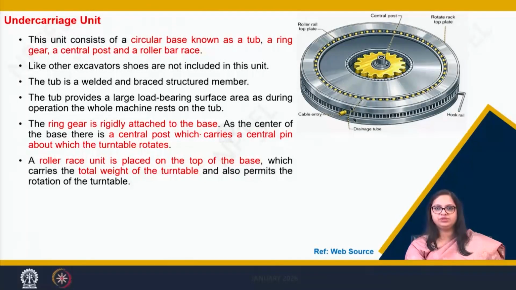Now, about the undercarriage unit, about the ball race and central post, we have already discussed in the other machines like bucket wheel excavator and shovel in detail. So, this is something similar to that. So, I am not going to discuss it again.